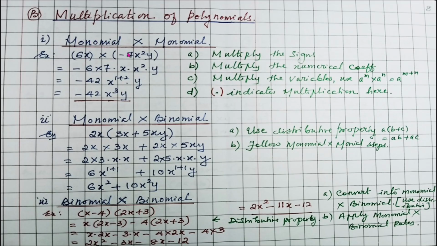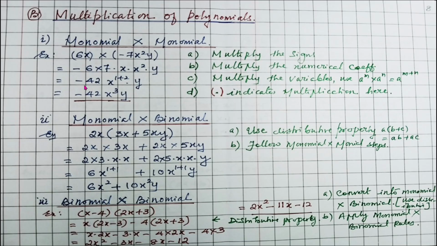That means one term with another term, one algebraic term with another algebraic term. So 6x into minus 7x square y. Please be careful here. First of all, multiply the signs. Plus into minus is minus. Multiply the coefficient 6 into 7. Multiply the variables x into x square and y.